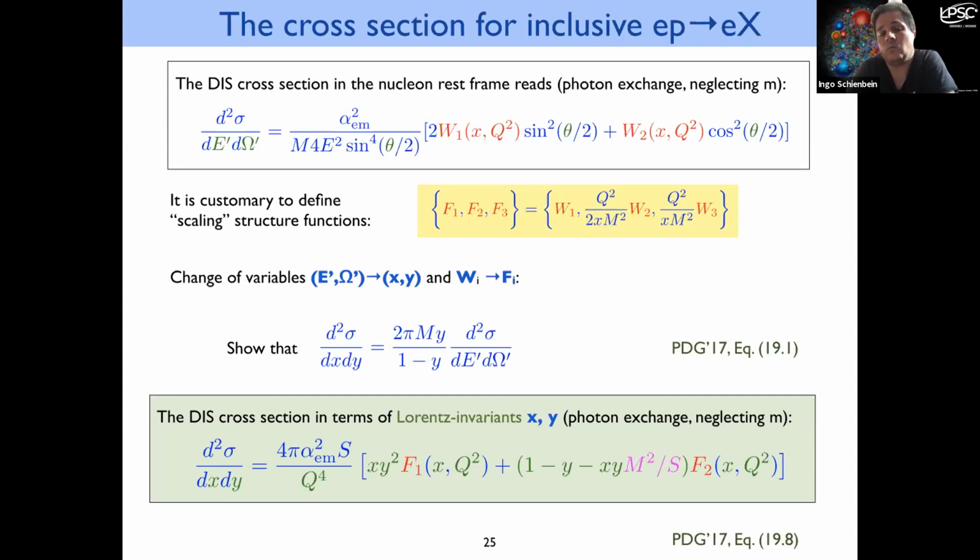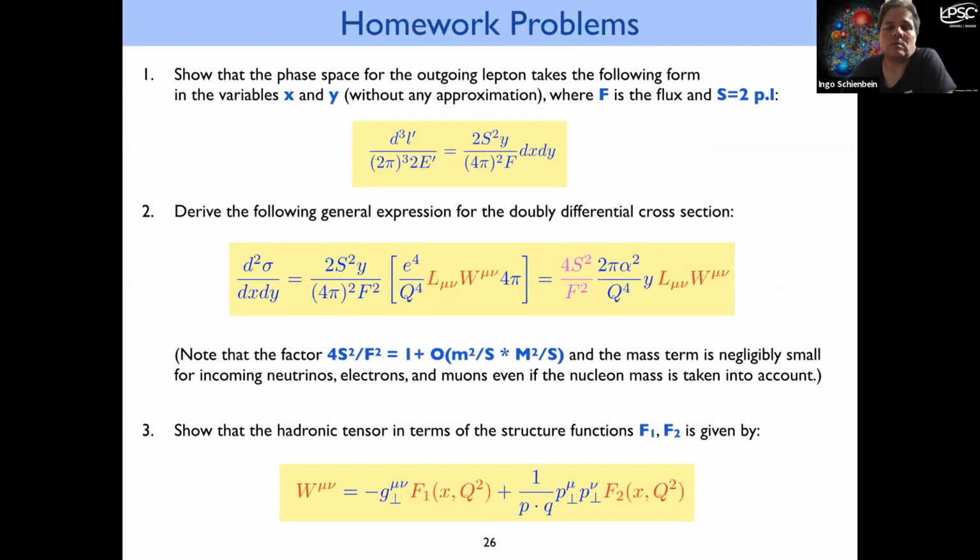There's a formula which you should try to reproduce, because you also find it in the Particle Data booklet, for example. Those are nice exercises, to reproduce these equations given in the Particle Data booklet. So, more homework problems. There's an exercise on the phase space: derive this cross section d sigma/dx dy. And verify that the hadronic tensor in terms of the structure functions F1, F2 can indeed be written as it is written there in the lower box.